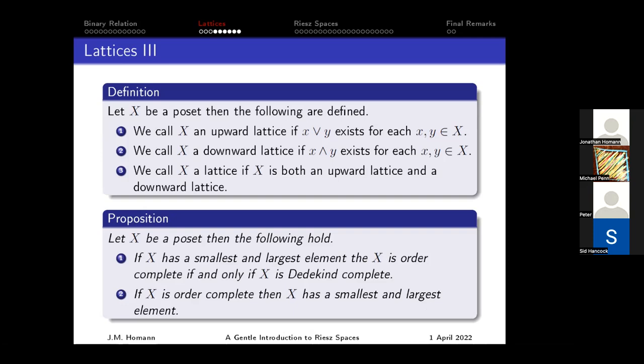Now for the next one: if X is order complete, then X has a smallest and largest element. So to prove this, we'll say let X be a poset and suppose that X is order complete. Then it means that every non-empty subset of X has supremum and infimum. And so if we take X to be the non-empty subset of X, X has supremum and X has infimum by the definition of order completeness, which means that there is a member of X which dominates every member of X, the largest element, and there is a member of X which is dominated by every member of X, so that is the smallest element.